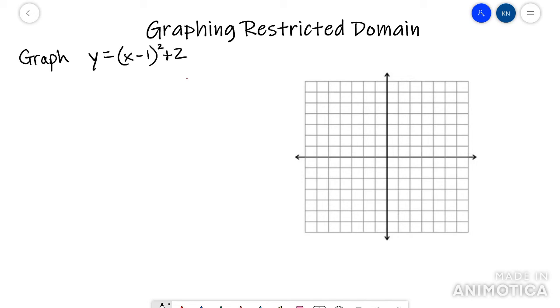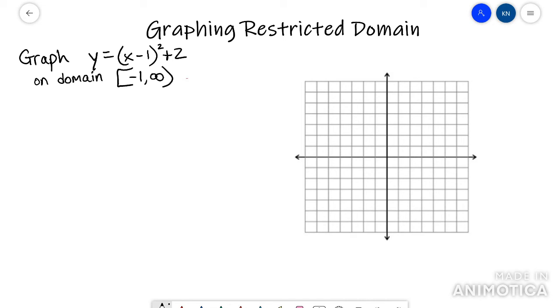If you're here watching this video, you really should be able to look at an equation like this and know where the vertex is and what this graph looks like. You should be there by now. But let's keep going anyways. On the domain, let's do -1 to infinity.